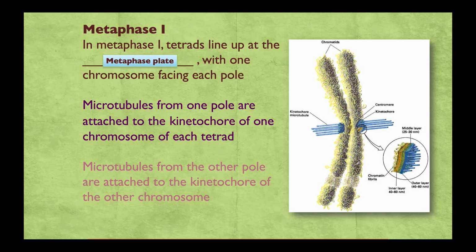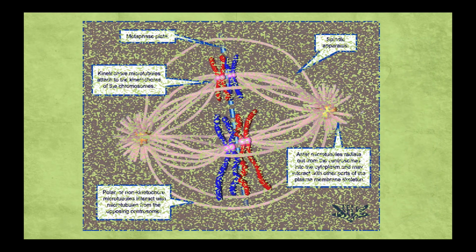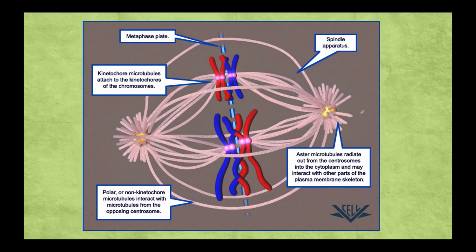Microtubules from one pole are attached to the kinetochore of one chromosome of each tetrad, and then microtubules from the other pole are connected to the kinetochore of the other chromosome. So you can see it on either side, here and here. Now, you can see them lined up, and again, there's no rhyme or reason for which one is on which side. You can see that these microtubules are now connecting onto the chromosomes in the middle.